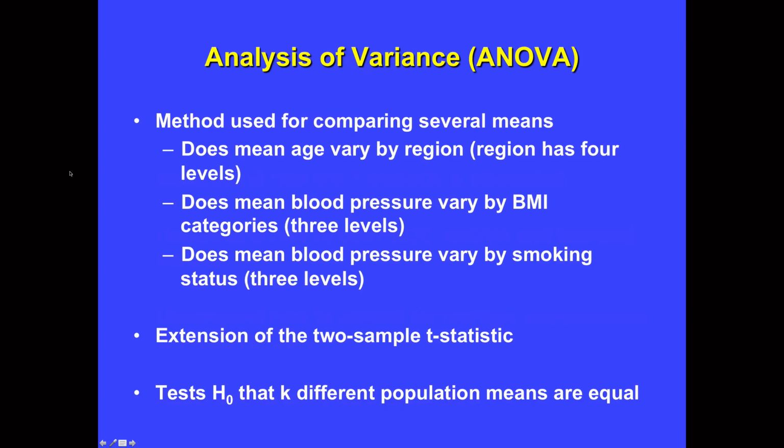Analysis of variance is a method that's used to compare multiple means. So for example, you may think about asking the question of whether or not age varies by region. Age is a continuous outcome variable or dependent variable, and region has 4 categorical levels. Or alternatively, you could think about, as we have been in the examples oftentimes in this course, whether or not mean blood pressure varies according to BMI categories. So in those examples, we often think about systolic blood pressure as a continuous variable, and we look at how the means vary according to BMI categories.